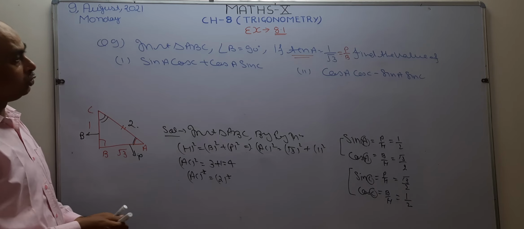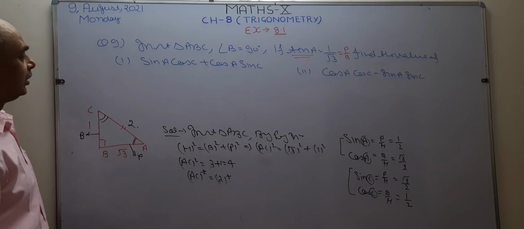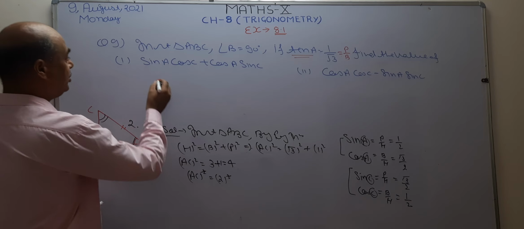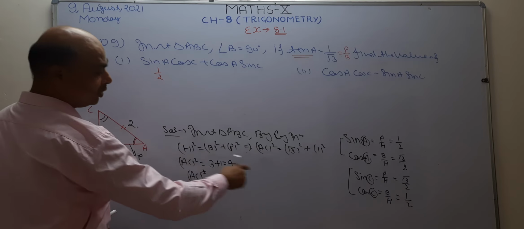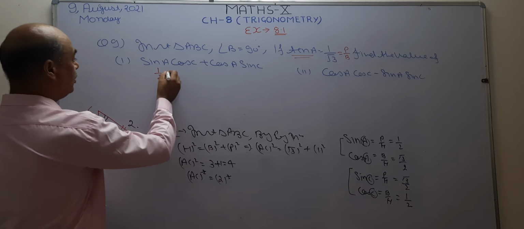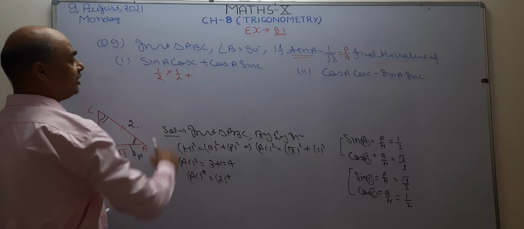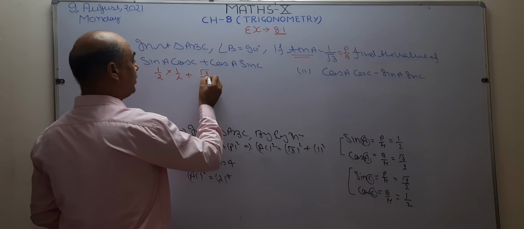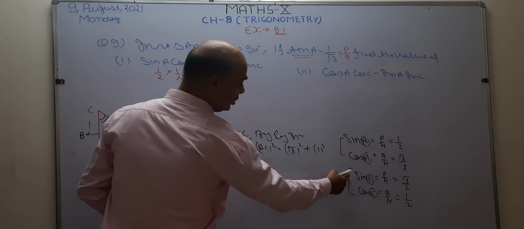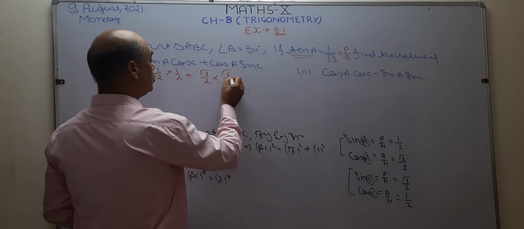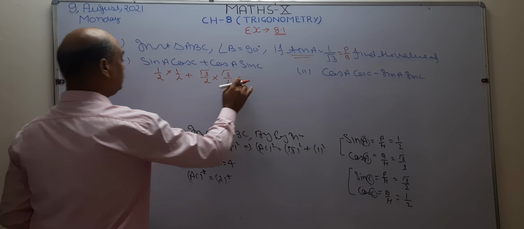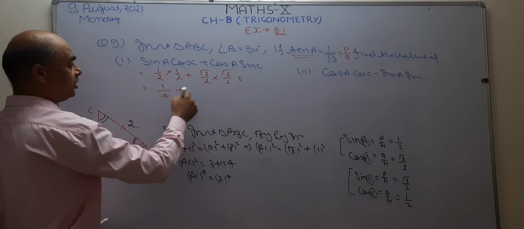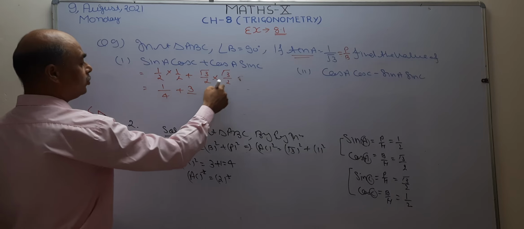Now I want to substitute these values in the given question. Now in the first part, see what is given. Sin A. Value of sin A is 1 by 2. Cos C, what is given? 1 by 2. After that plus sign is there. Cos A, what is the value of cos A? Root 3 by 2. Write here root 3 by 2, into sin C. Sin C is again root 3 by 2. So this becomes 1 into 1, 1. 2 2s are 4. Plus sign is there. Root 3 into root 3 becomes 3. And 2 2s are 4.